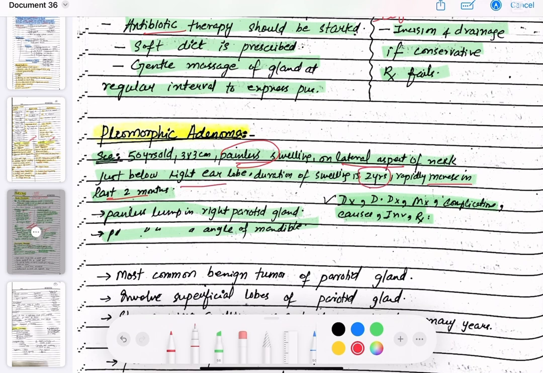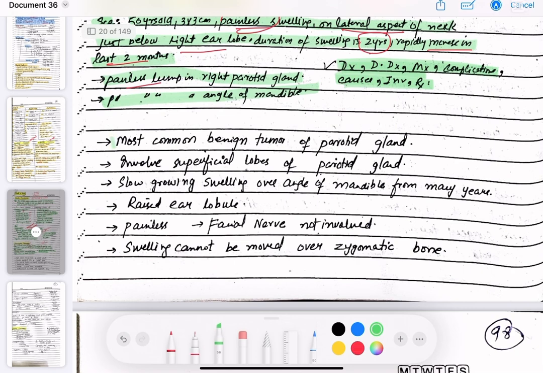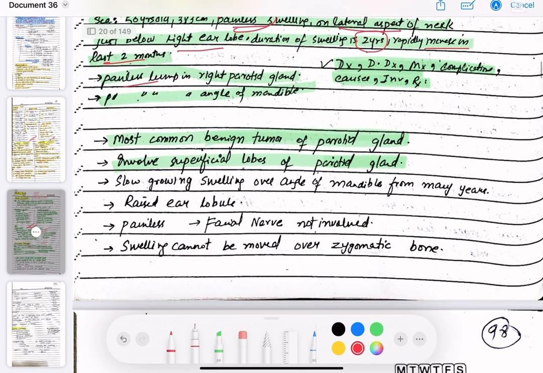If it is painless and has a chronic history, then it is pleomorphic adenoma. If it was painful and acute, then it was parotiditis. Now, pleomorphic adenoma is the most common benign tumor of the parotid gland, and it involves the superficial lobes of the parotid gland.